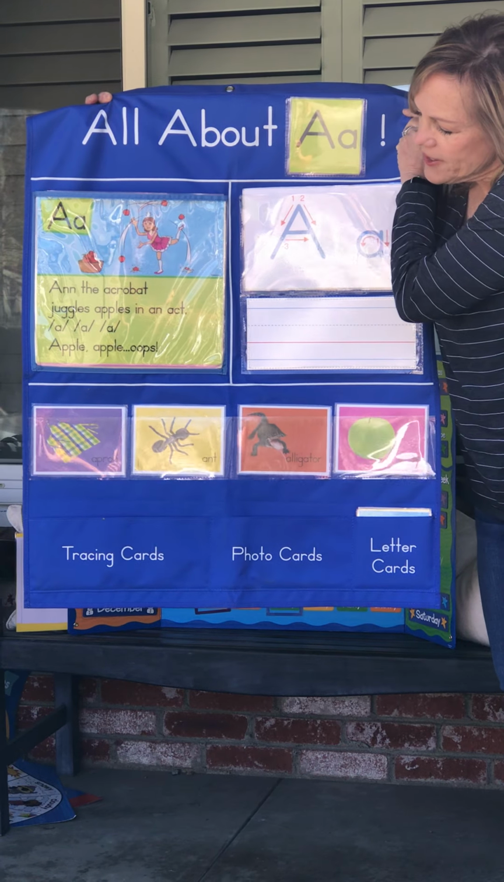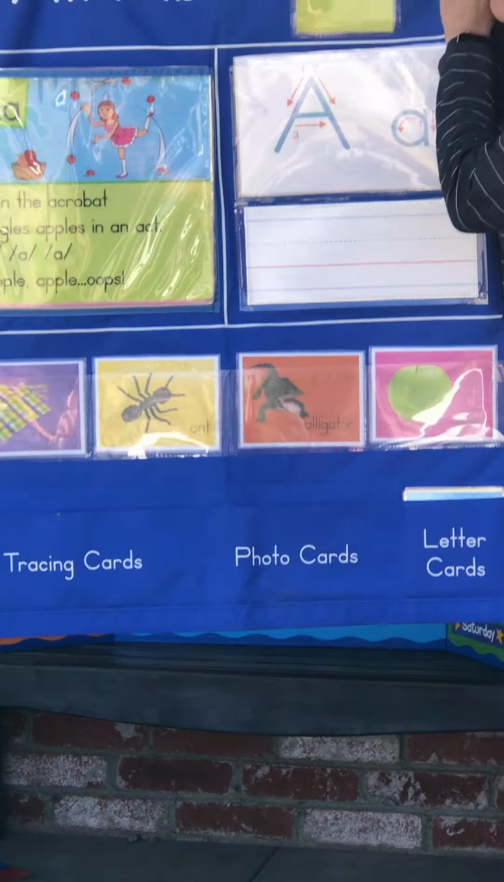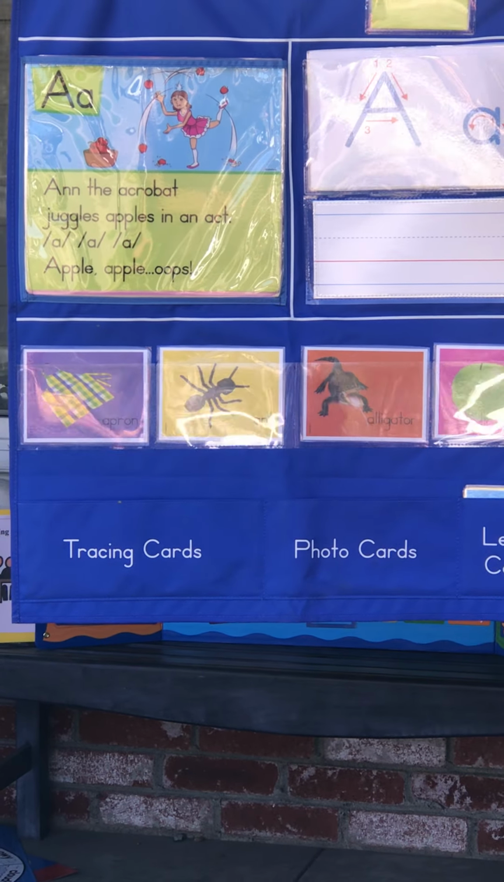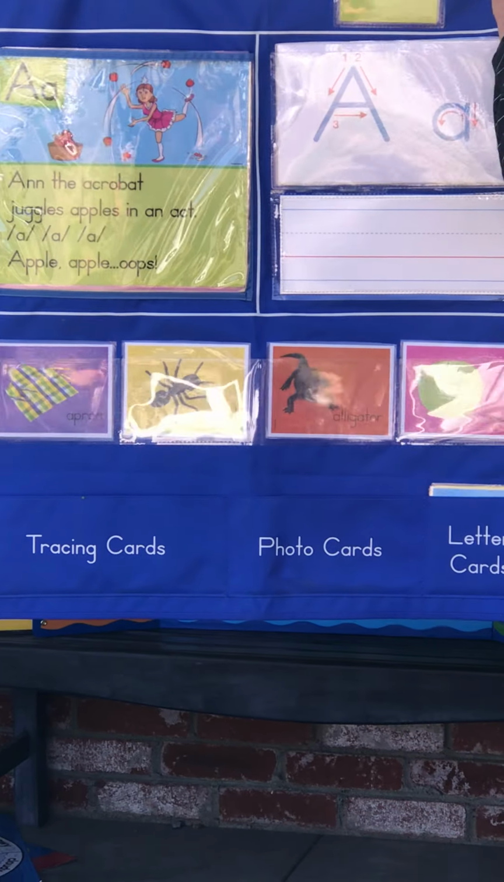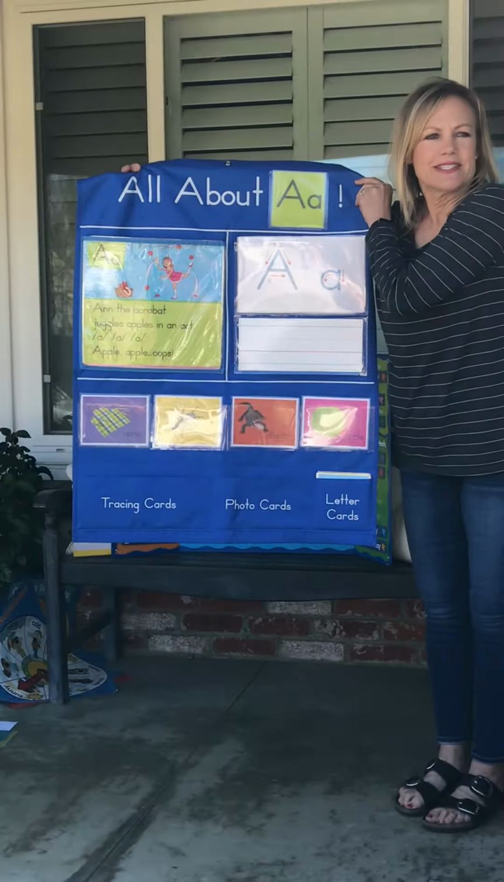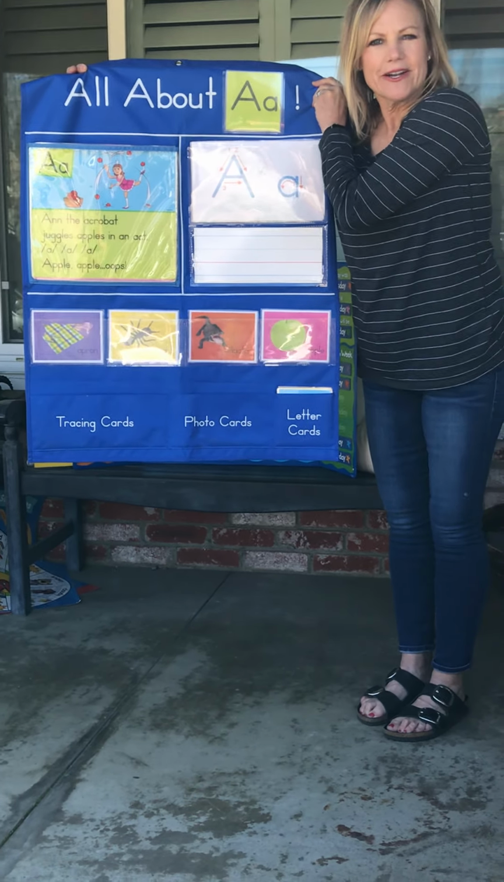We've got our four letter cards. We have apron, starts with the letter A. Ant, which you might see when you're outside. Alligator starts with A. And apple starts with A. All of those word cards start with the letter A.